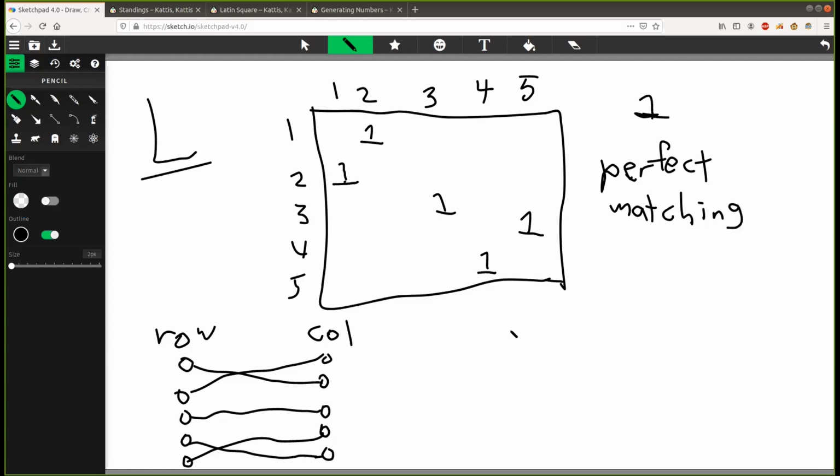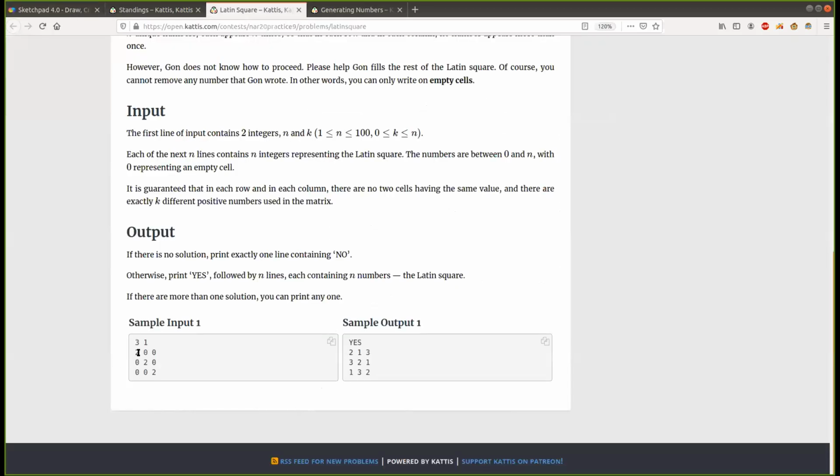So basically the question is, given the positions of the zeros, we would like to fill them. We want to use those edges to make n minus k perfect matchings. Does that make sense?